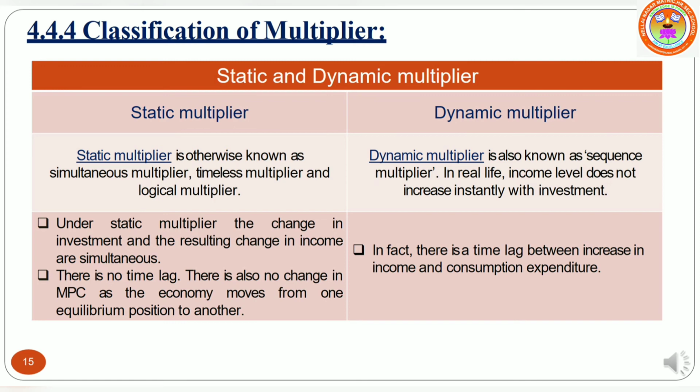Here in static multiplier, the change in investment and the resulting change in income is simultaneous. Whereas in dynamic, there is a time lag between increase in income and consumption expenditure. Here there is no time lag. There is also no change in MPC as the economy moves from one equilibrium position to another.